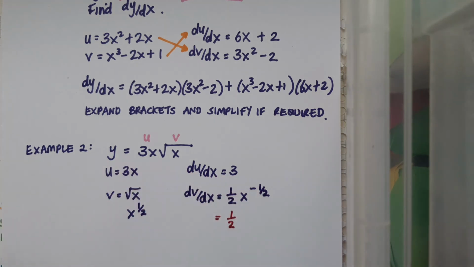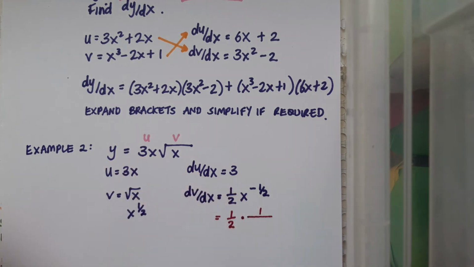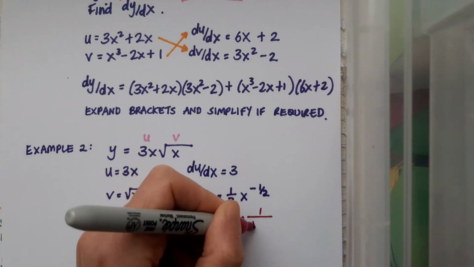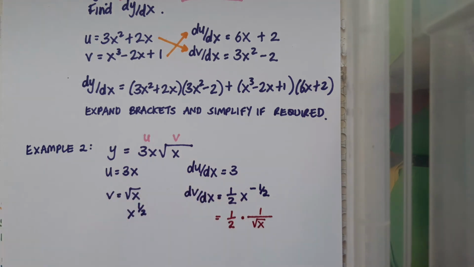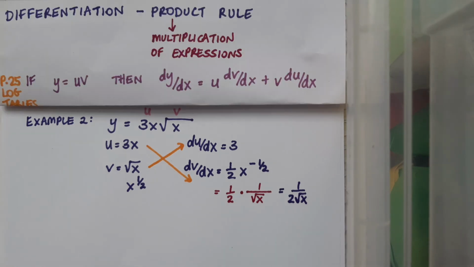Well, I know that a negative power means that I need to move my term into the denominator if it's currently in the numerator. So I'm going to say 1 over, and of course x to the power of a half then is the root of x. So I'm going to write that as 1 over root x. And I can tidy up even a little bit more and write it as 1 over 2 root x. Again, I'll just stick in my arrows to remind myself what goes with what, and I'll refer back to my log tables as well for clarity there.